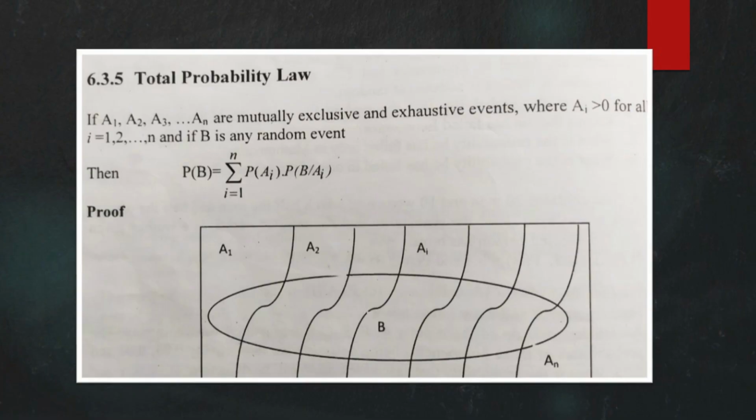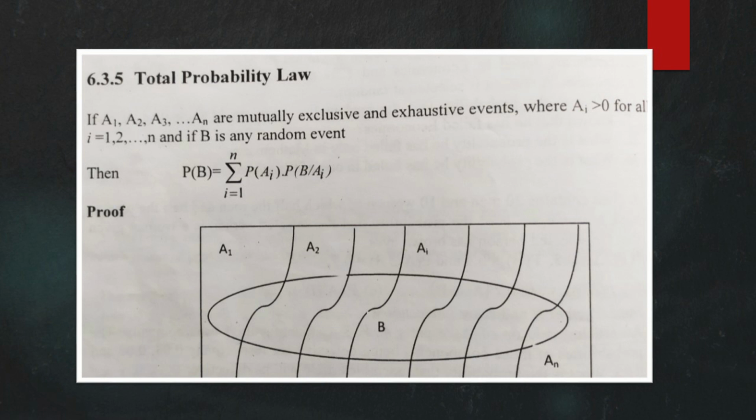Okay children, the next one is the total probability law. Total probability law means the definition: if A1, A2, A3 ... AN are mutually exclusive and exhaustive events where P(Ai) is greater than 0 for all i equal 1, 2 ... n, and if B is any random event.